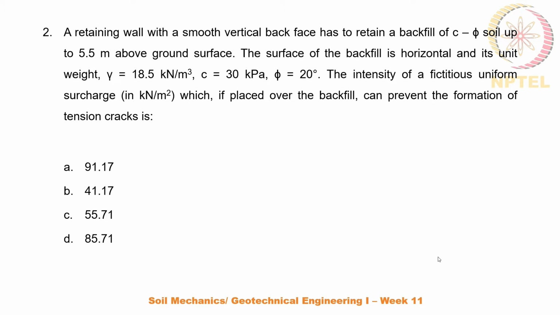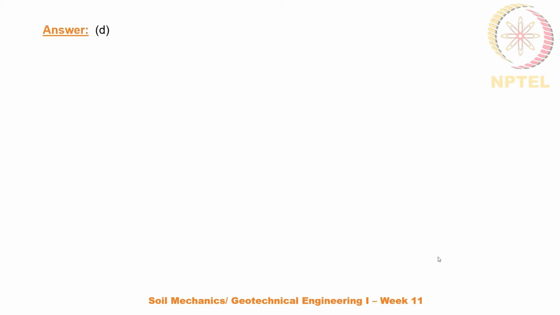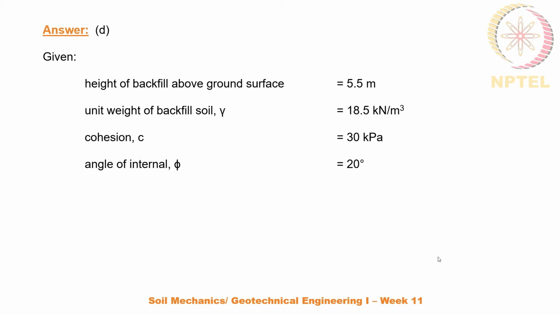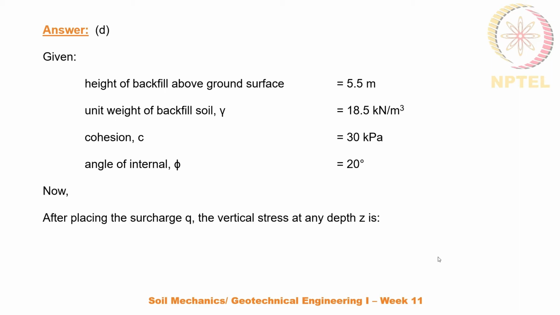All right, so let's see which is the correct option. Here, the correct answer is option D. So in this question, we are given that the height of backfill is 5.5 meter. Unit weight of the backfill soil is 18.5 kilonewton per meter cube. Cohesion is 30 and angle of internal friction or shearing resistance is 20 degree.